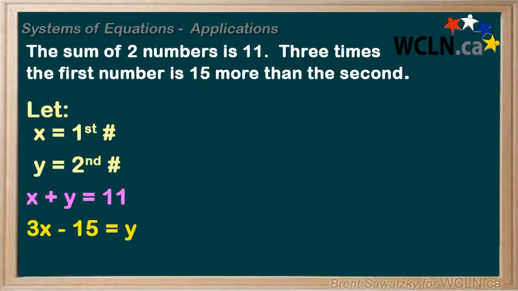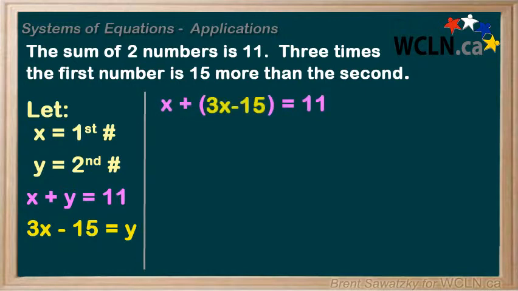So, thinking about our algebraic solution methods, substitution or elimination. Well, we see that the second equation is already solved for y. So substituting y from the second equation, or 3x minus 15, into the first equation. And we're ready to solve for x.